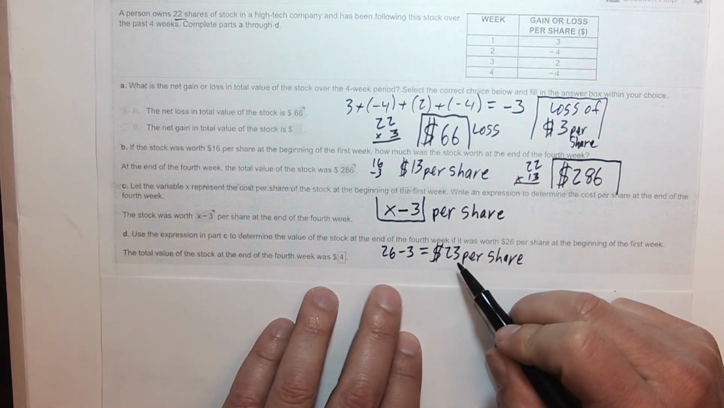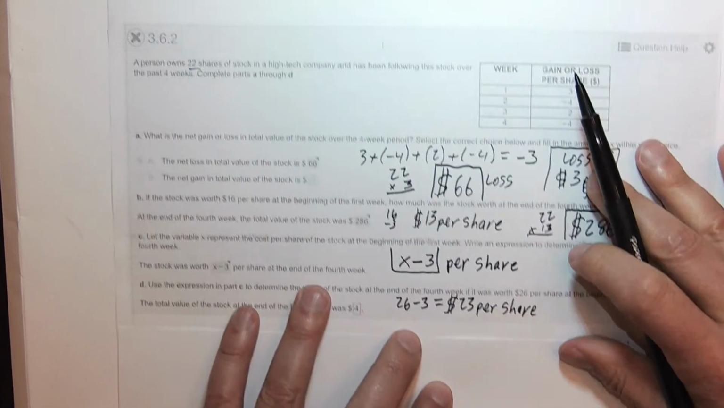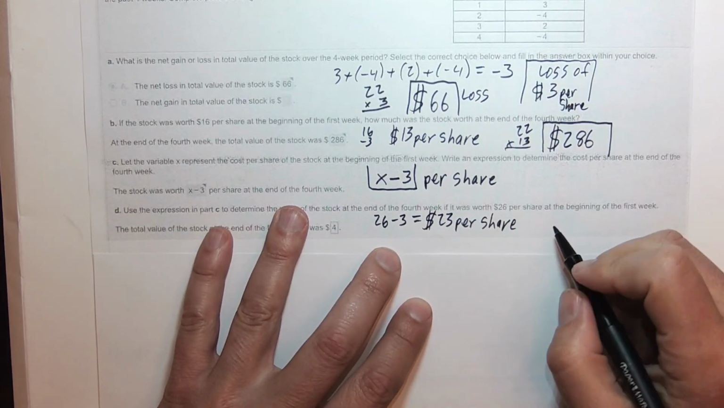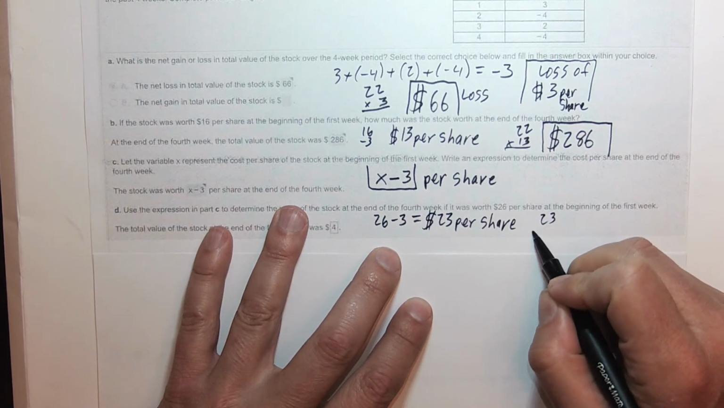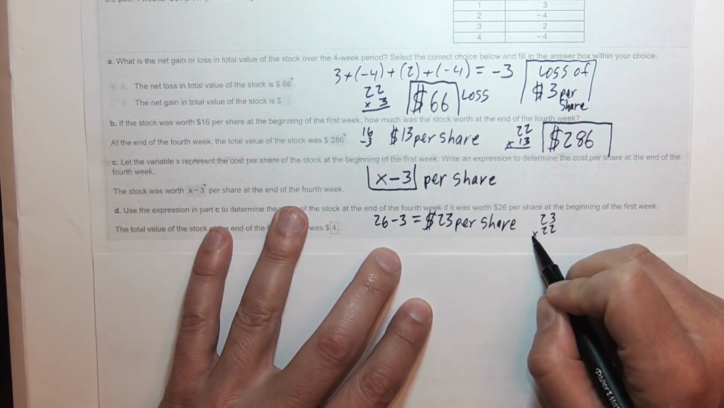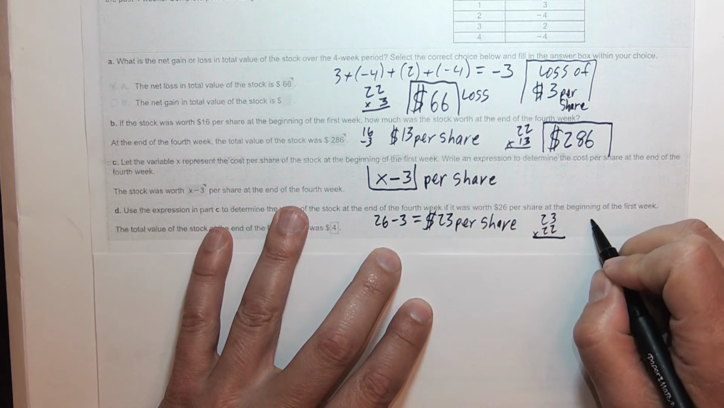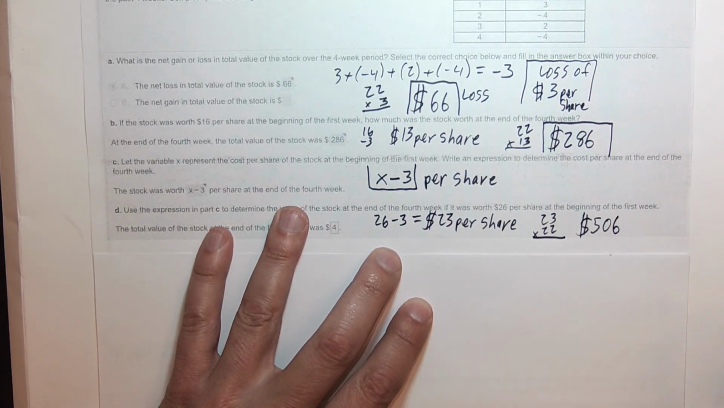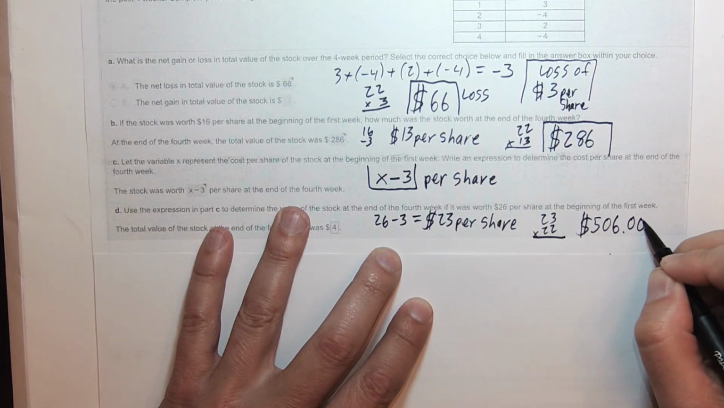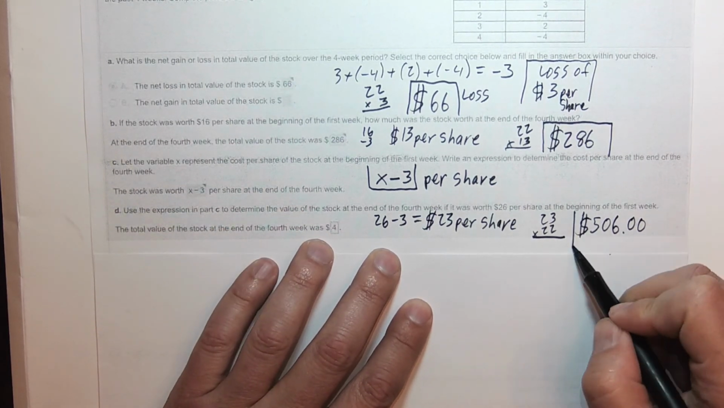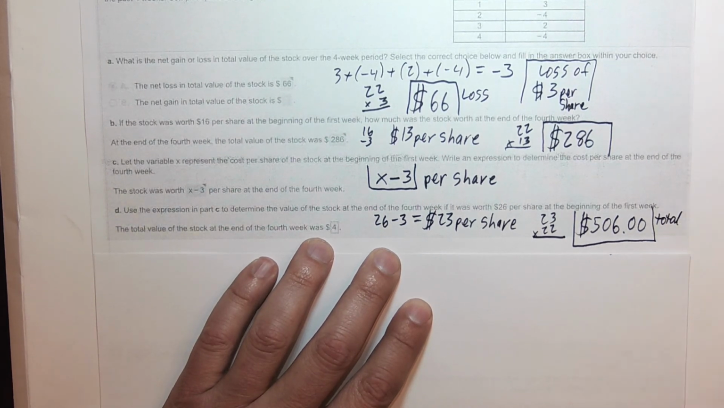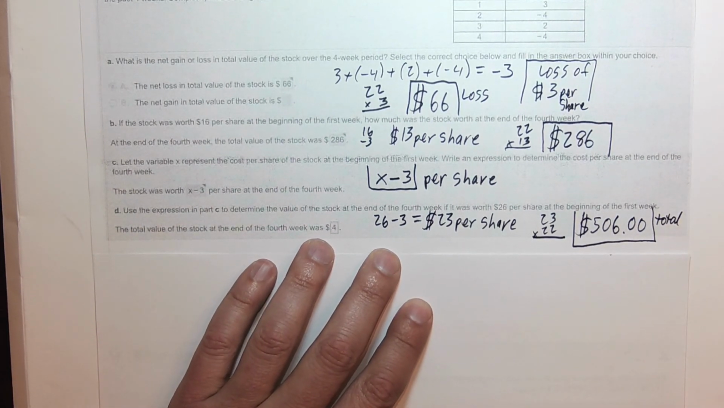Now, this is per share, and we still have 22 shares. So I'm going to take 23 times 22, giving us a total of $506 by the end of the fourth week. This is the total. I hope this helps.